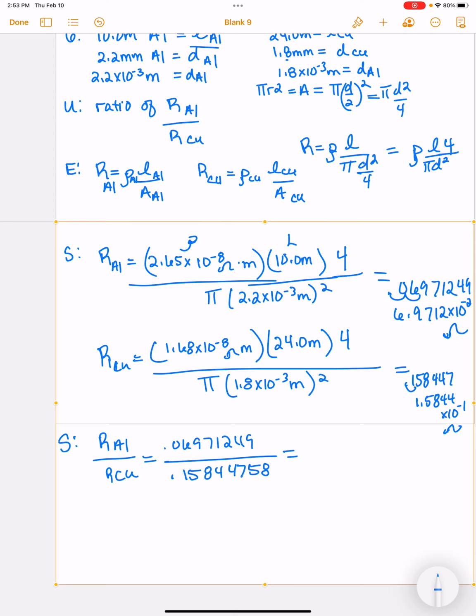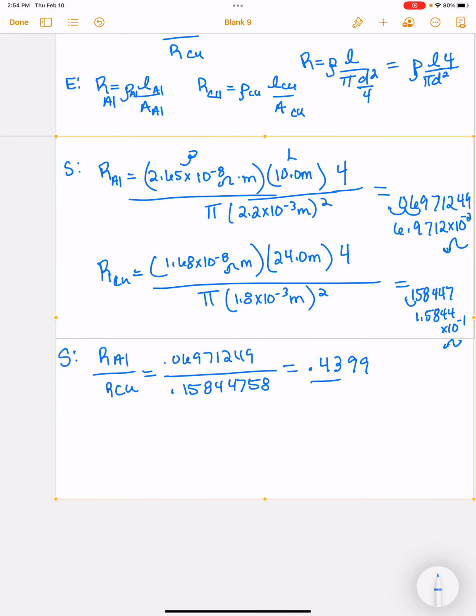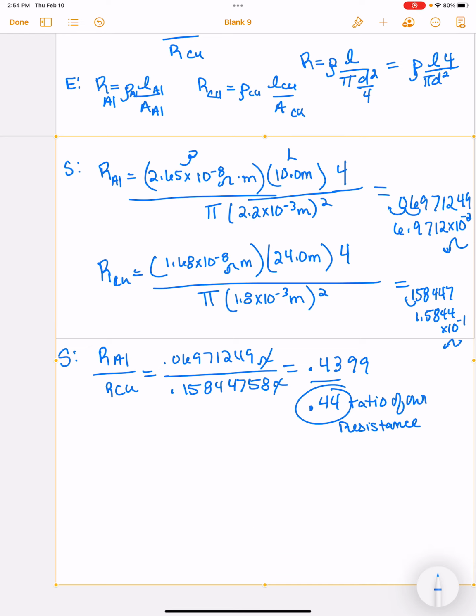Okay, and then I get that the ratio of our resistances is 0.4399. They gave us 2 decimal places, so that's what we'll use for our sig figs. So 0.44 is the ratio of our resistances. You could say 0.44 ohms, I guess, because these are ohms, but technically the ohms would cancel because we're dividing by them, so it's just 0.44, just a ratio.